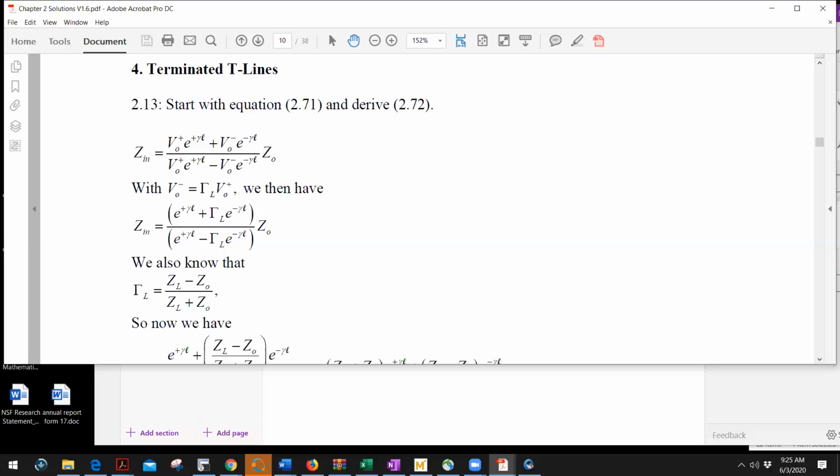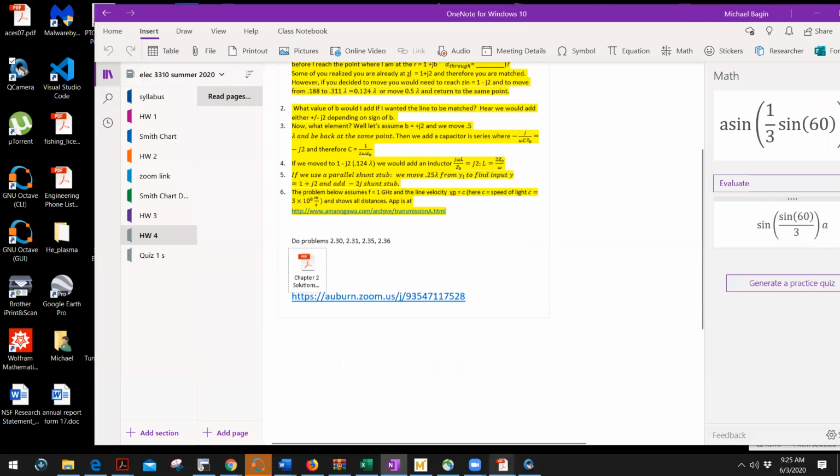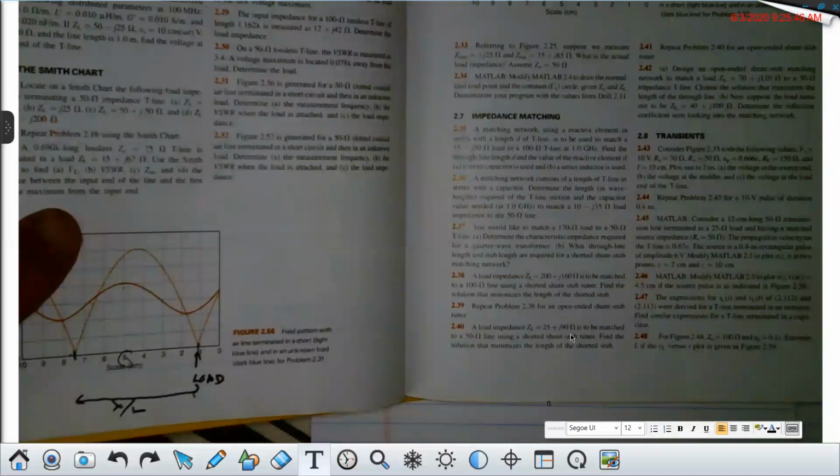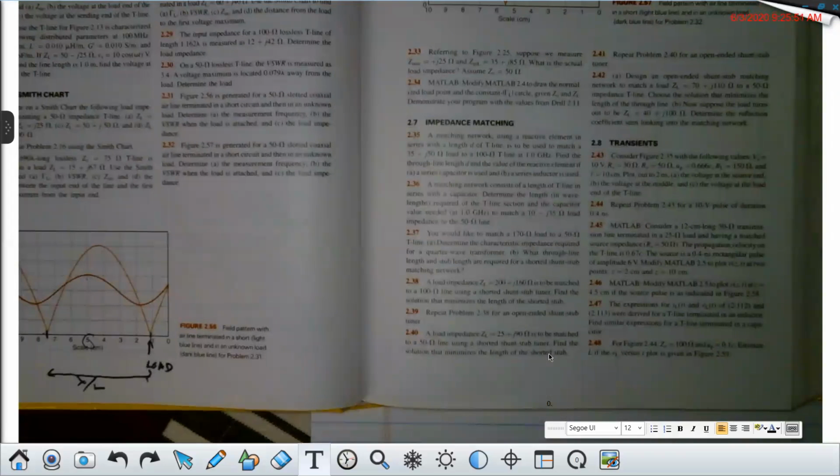Dr. Biggins, I was wondering if you could show the problem on the screen. My book was supposed to come in yesterday, but it hasn't arrived. Yeah. Here. Give me 1 second. So this is problem 240. Can you see it? Yes, sir. The load impedance is 25 plus J90, and the characteristic impedance is 50.